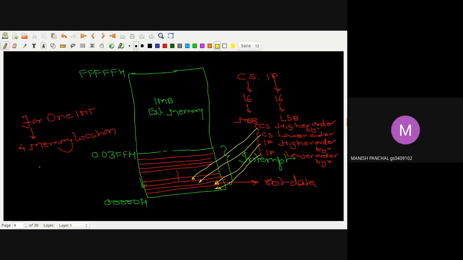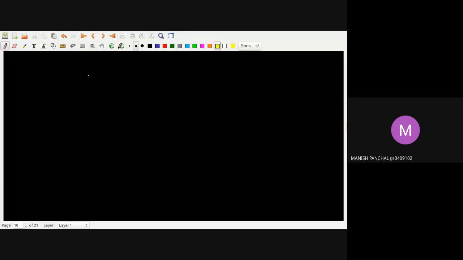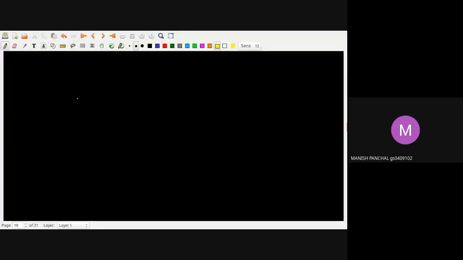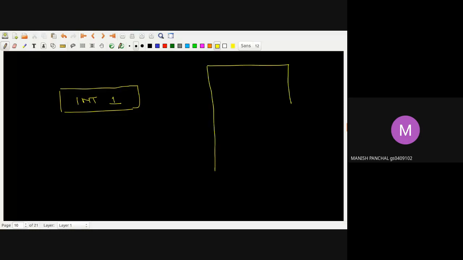I will take one example, for example, I am having INT1. Okay, so it is starting from 00000 up to, for example, 003FF. I am talking about the memory reserved only for the interrupt.